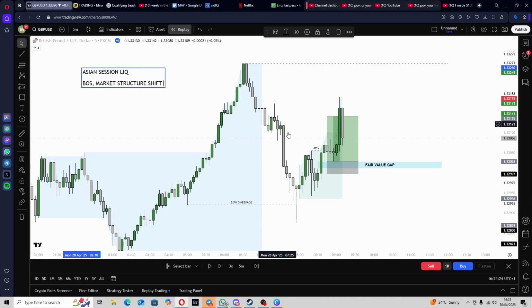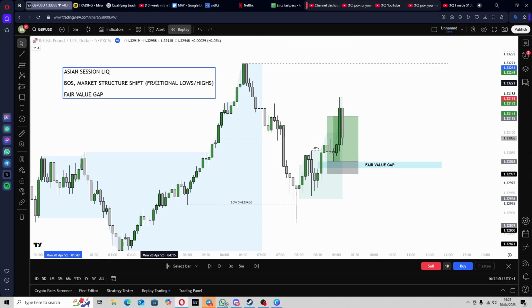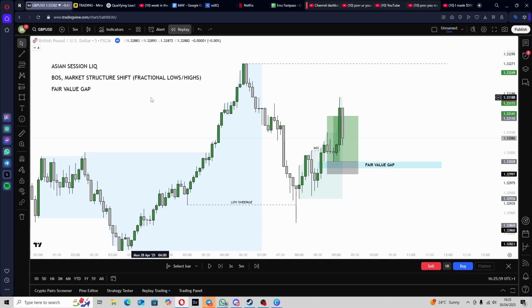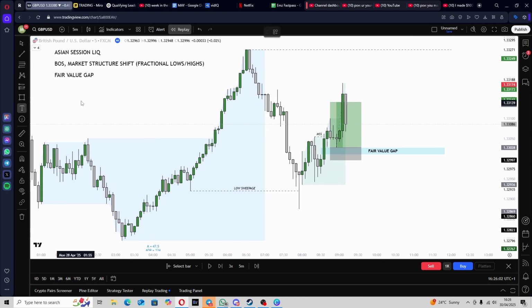That's what we looked for, and then we got a market structure shift, and you need to make sure that it is actually within fractional lows slash highs, right? So that's what we made sure that we actually do have a fractional high slash a fractional low. In this instance, we had a fractional high, which is very, very good. And as soon as we actually got that, all we've had to do is get a fair value gap. And then after we got a fair value gap, all we've got to do then is literally just enter the trade, right? Enter the trade, place our stop loss just below the first candle of the FVG and smash take profit.